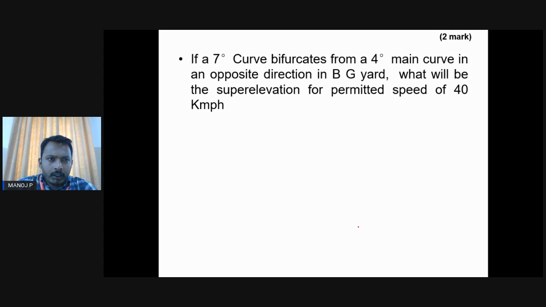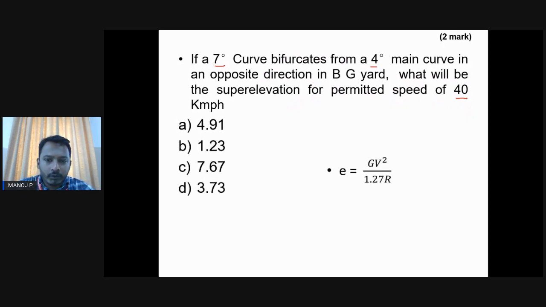Next one, if a curve of 7-degree bifurcates from a 4-degree main curve in the opposite direction of a broad gauge yard, what will be the superelevation for a permitted speed of 40 kilometer per hour? Here the equation for superelevation is capital G V square divided by 1.27 R, in meters. G value is 1.676 and speed is 40 square divided by 1.27 into R.